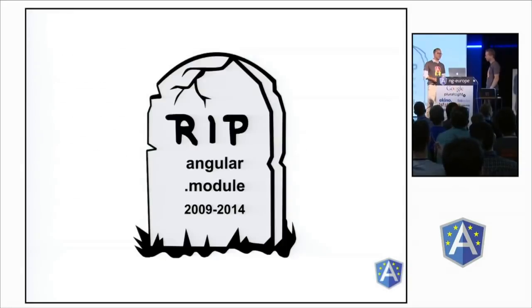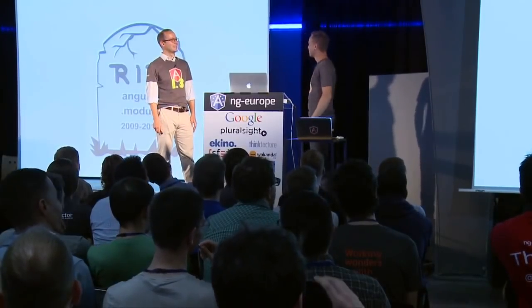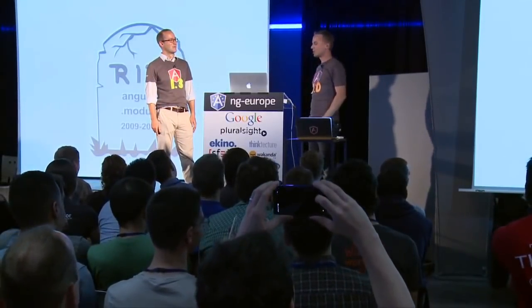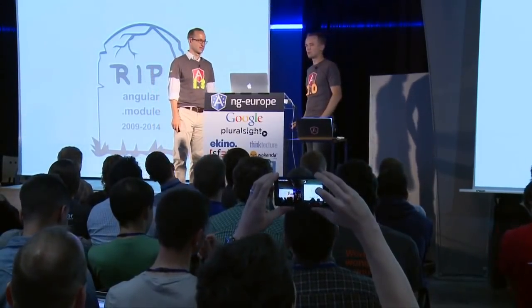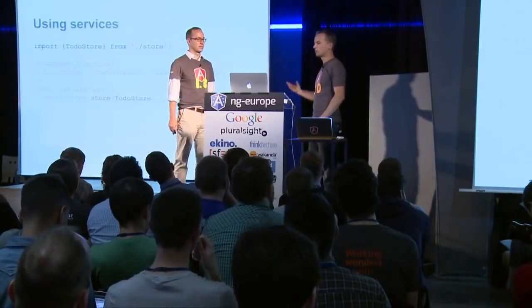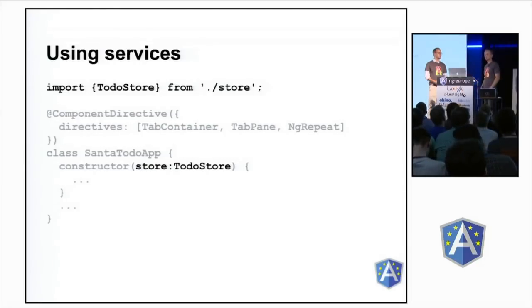Come on! Okay. Yes, Tobias, we killed Angular module as well. Because we now can use ECMAScript 6 modules, we don't need a custom module system anymore. So when we want to use this particular service, we can just import the to-do store using the standard ECMAScript 6 syntax. And then in the Santa app, we can inject the to-do store into the constructor, just like we usually do with dependency injection. Okay, I like this.